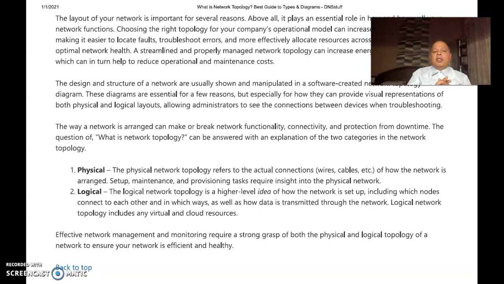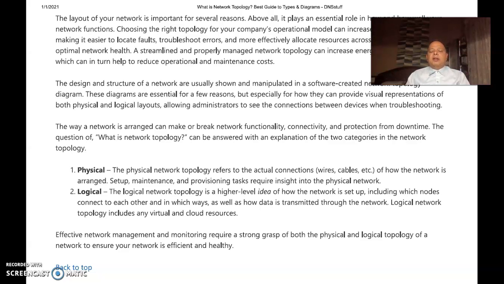The logical network topology is at abstract level, it is at higher level. So whenever you roll down the network design, then you can sit with a paper and pen, and then you can start working on the logical network topology. And that includes even the virtual and cloud resources. You know that today everybody is talking about cloud computing. So the cloud resources play a very important role, and therefore the virtual and cloud resources also become a part of the logical topology.